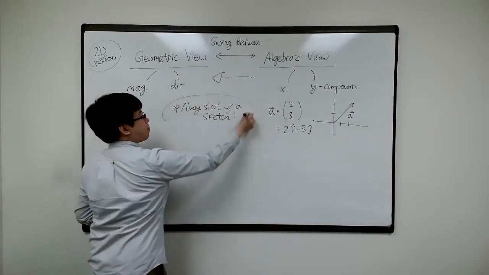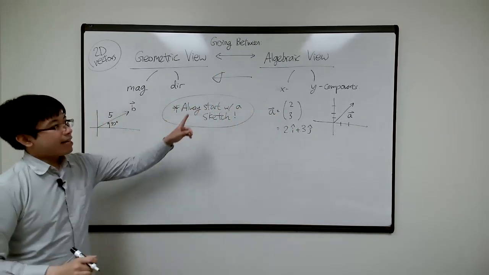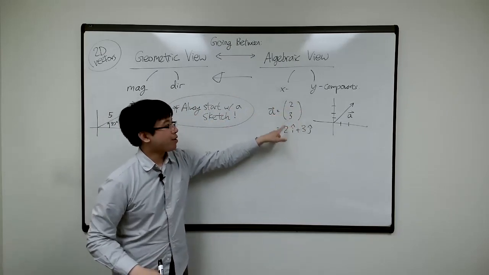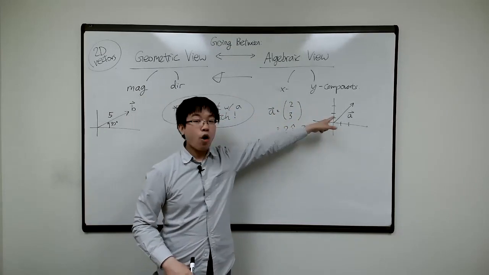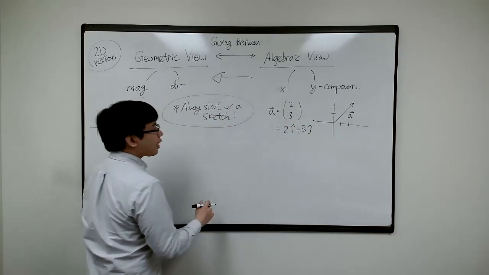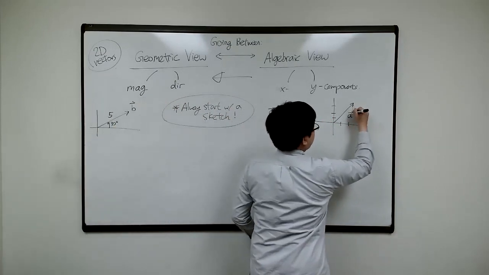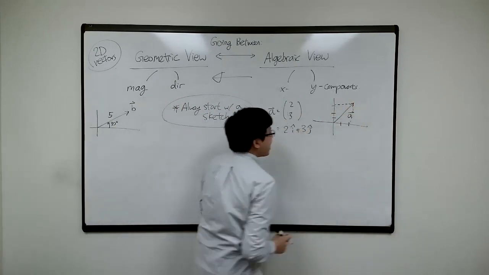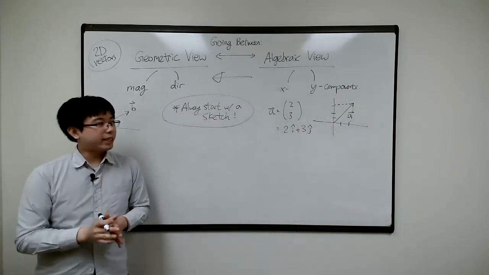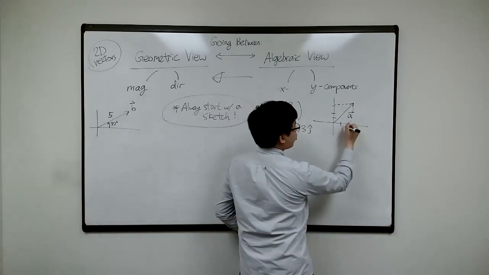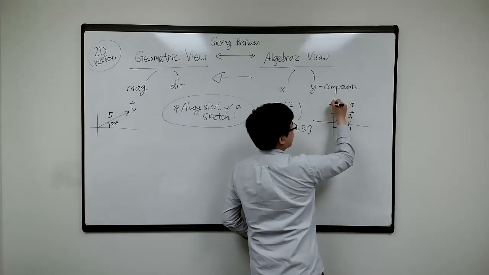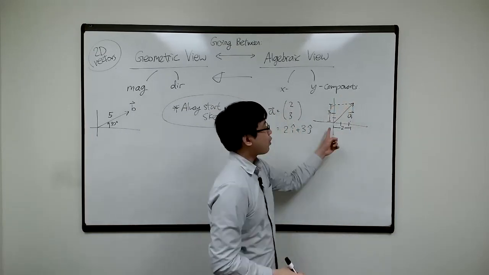This is the biggest advice I can give you. If someone gives you just the component form, or the column form, always sketch it out first, just like what I did. Now it's pretty easy. Let's draw it down here. Now you need to remember your trigonometry. If I have 2 units here, this length is 2. And 3 units upwards, this length is 3. How do I find the length?